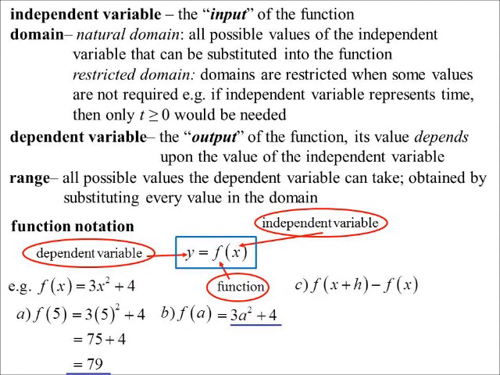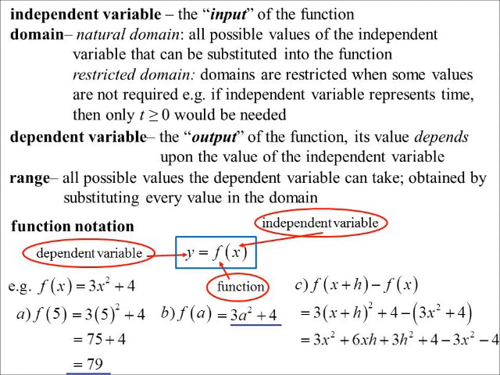And this will become a classic one we'll see later on when we're dealing with calculus. f(x plus h) minus f(x). So everywhere I see an x, I'm going to replace it with x plus h, and then I'm going to subtract the actual function itself. So 3 lots of (x plus h) squared plus 4 minus that original function, 3x squared plus 4. Tidying it up, there's a bit of cancelling that'll happen there, and we get 6xh plus 3h squared.